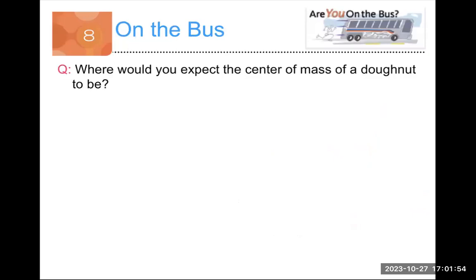So, question, where would you expect the center of mass of a donut to be? Well, here's our donut, pretty much a symmetrical circle, with a hole in the center. Okay, remember, I don't have to have mass at the location where my center of mass is located. So my donut's center of mass is going to be basically right in the center.